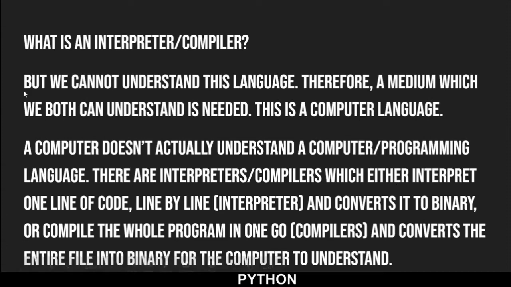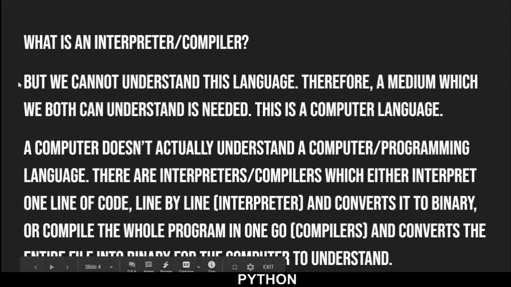A computer doesn't actually understand a computer or programming language. They are interpreters or compilers, which either interpret one line of code, line by line, called an interpreter, and convert it to binary, or compile the whole program in one go, compilers, and convert the entire file into binary for the computer to understand. So, how does an interpreter work?